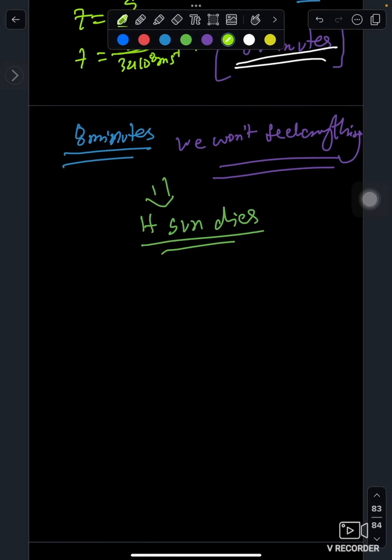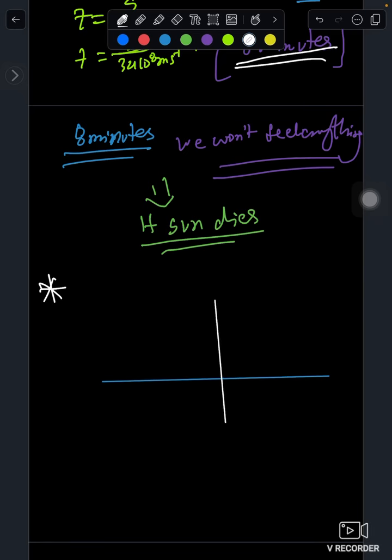Okay, then we'll talk about one more thing. We will talk about light, light's concept in reflection. What is reflection? This is a basic thing in physics. A plane surface, and this is called normal, which is a 90-degree angle to the surface.